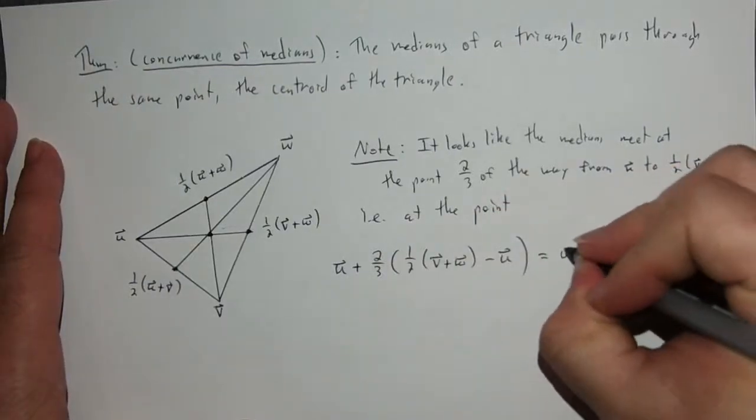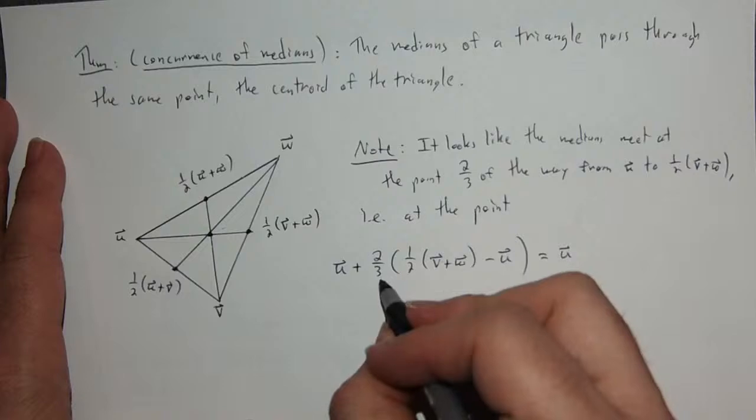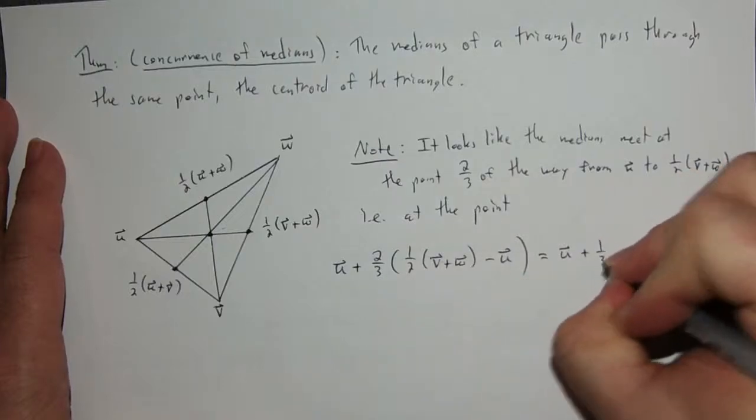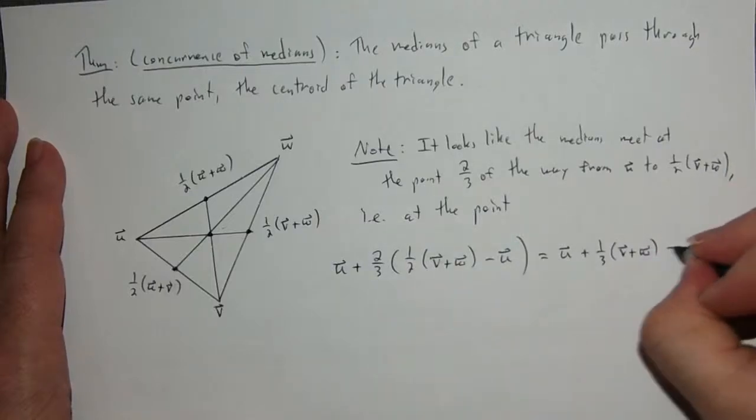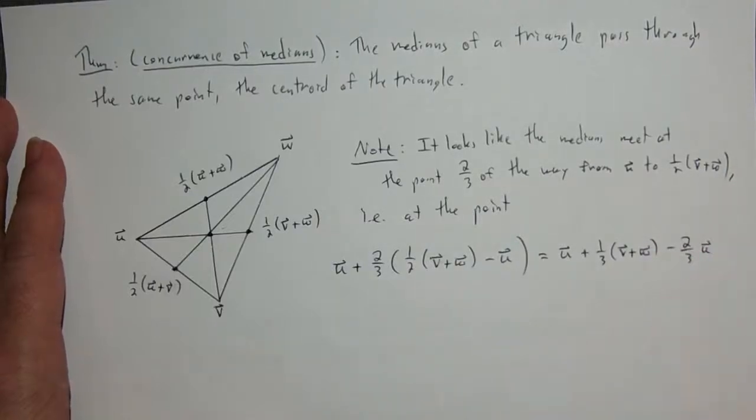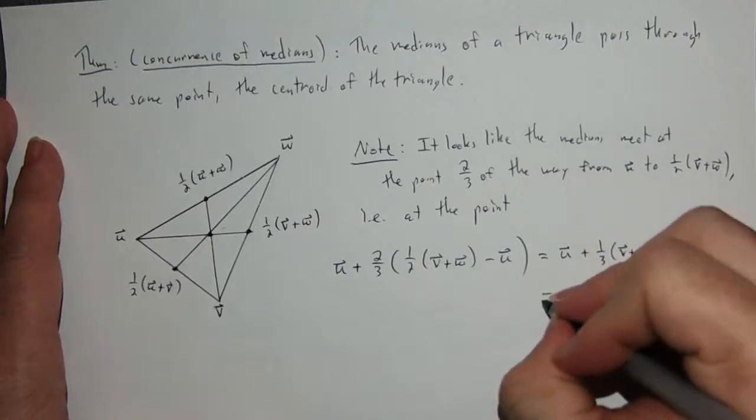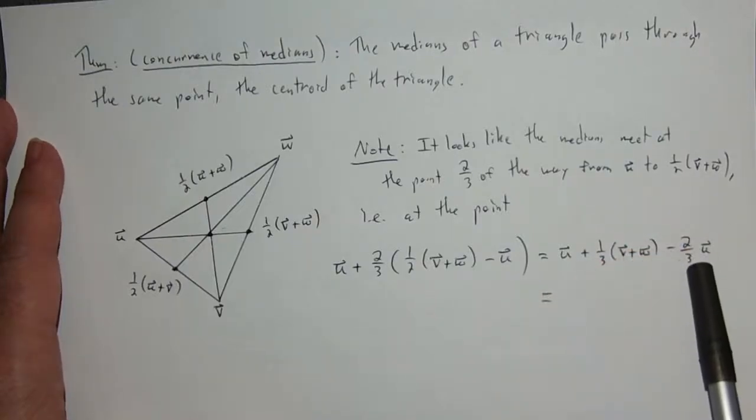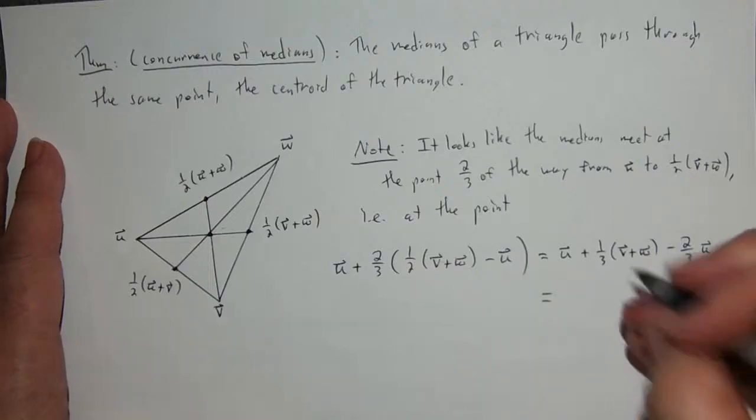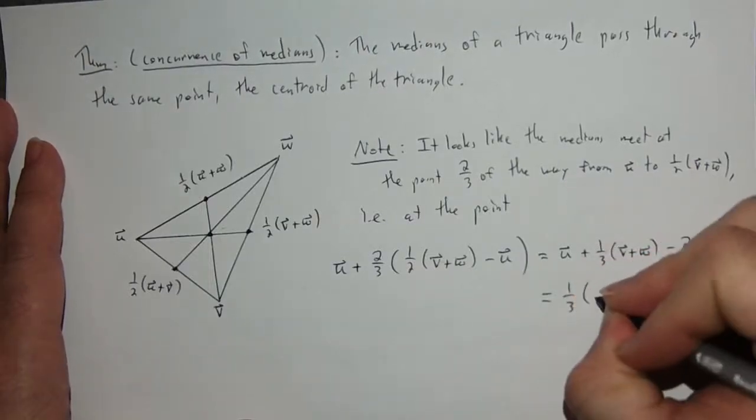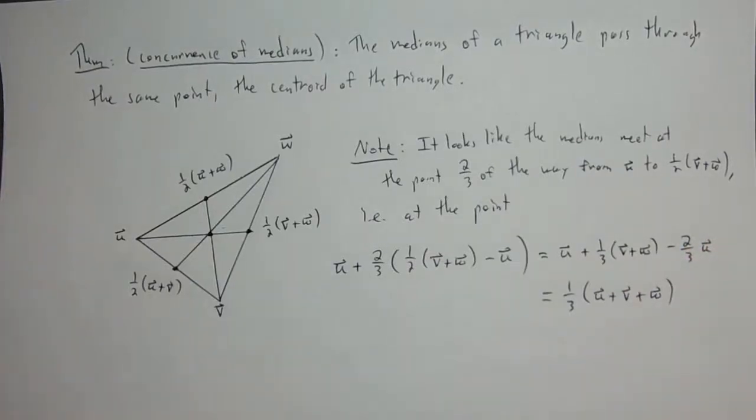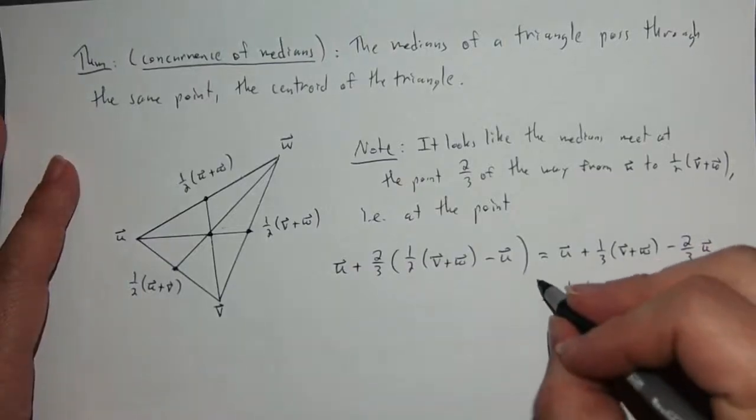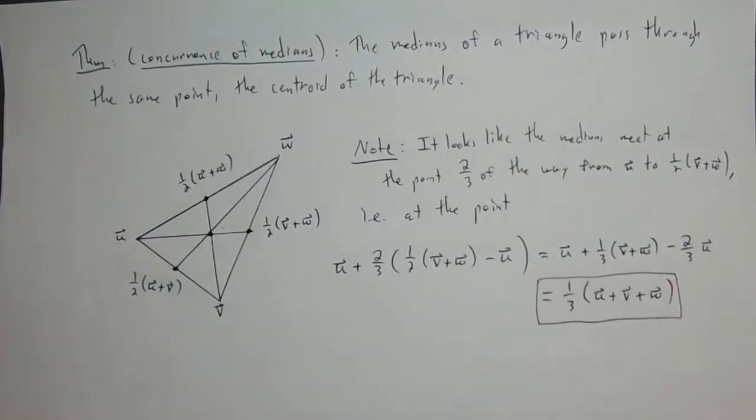I have U plus 2/3 times 1/2, that's 1/3 V plus W, minus 2/3 U. But what is that? U minus 2/3 U plus 1/3 times V plus W is 1/3 U plus V plus W. Okay. So we're basically done. This is the centroid, right?